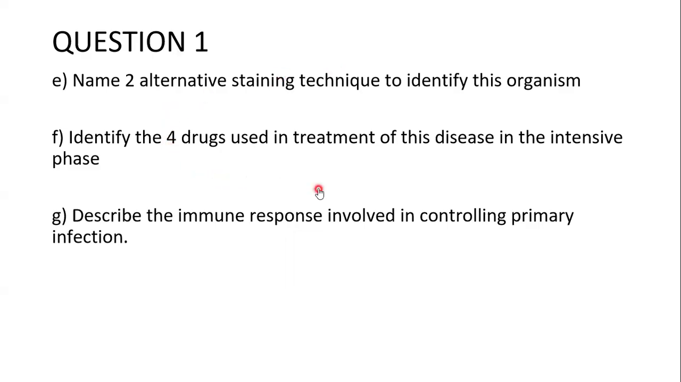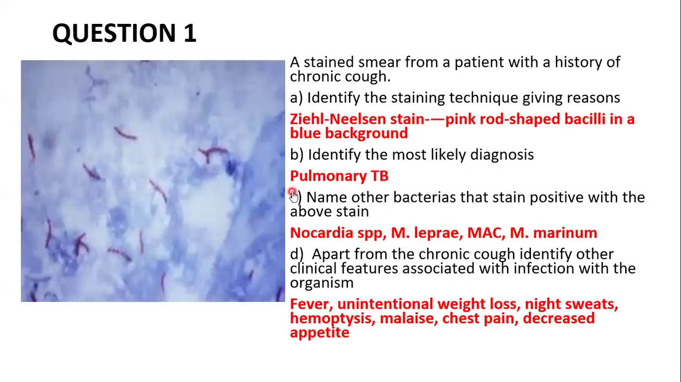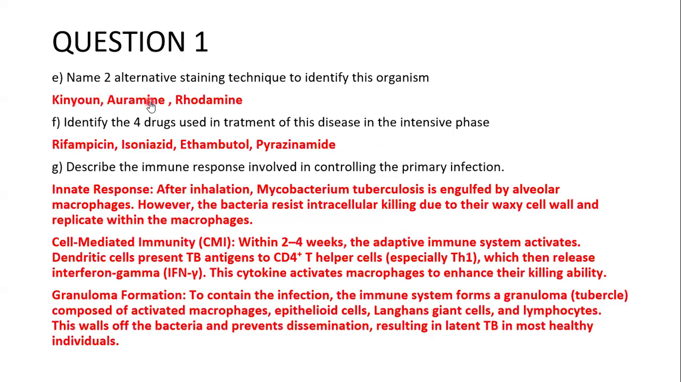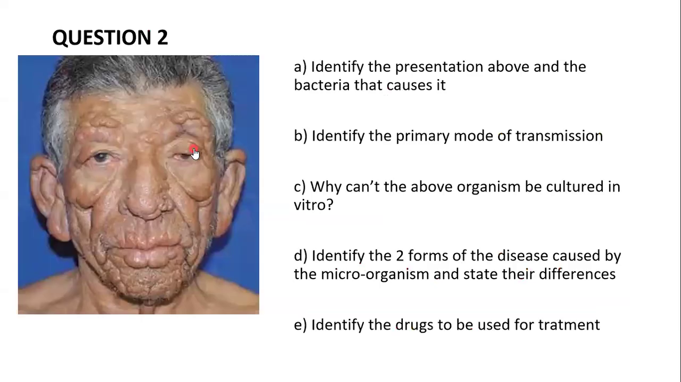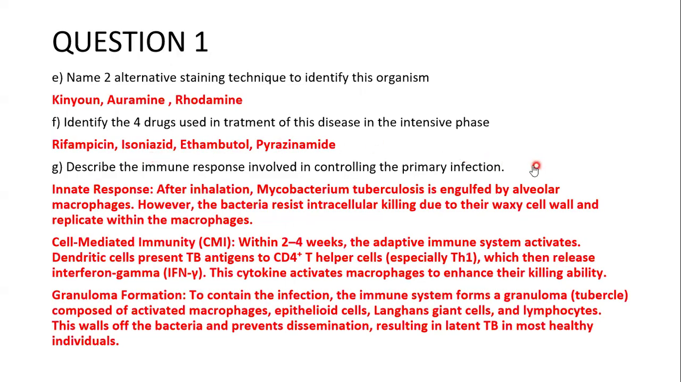Then describe the immune response involved in controlling primary infection. So we can go through that together. So quinone, auramine, rhodamine, rifampicin, isoniazid, ethambutol, and pyrazinamide. So for the immune response, this was supposed to be, I think, 3 marks. We have the innate immune response. When we say innate, this means that it is natural.